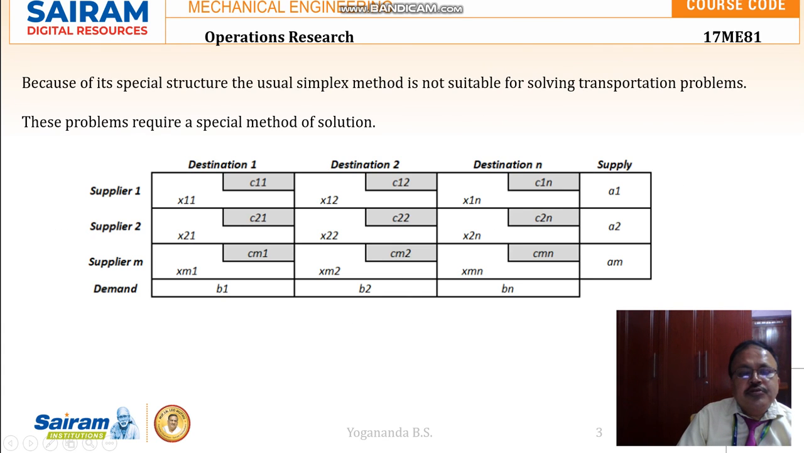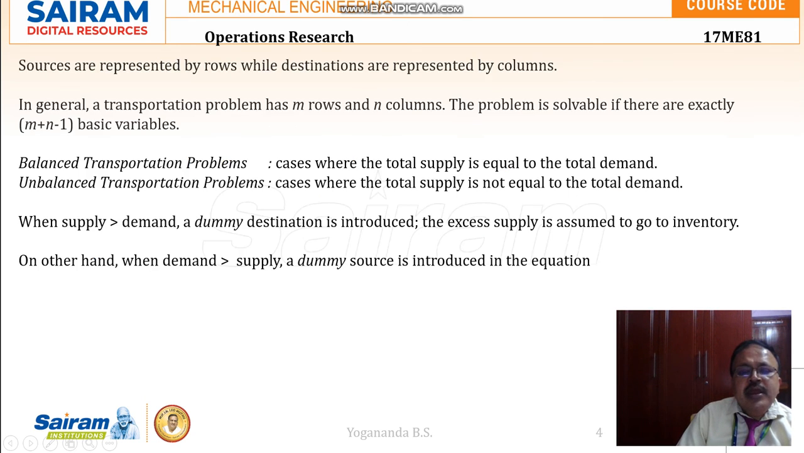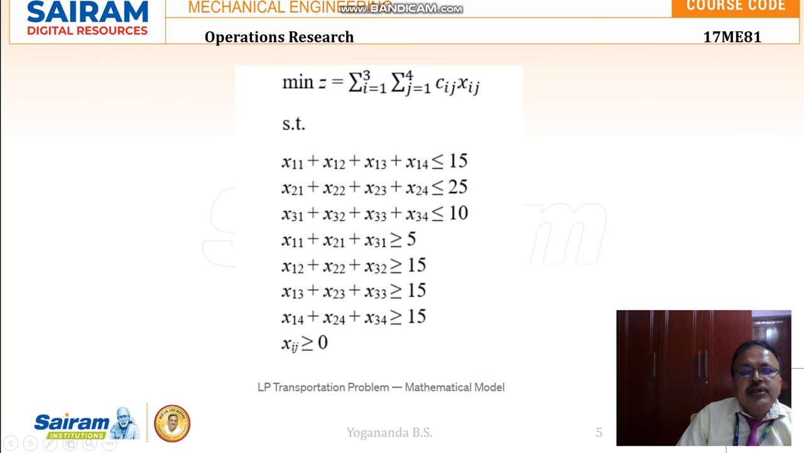As it is shown here, if the assignment is done, that is supplier 1 is shipping to destination 1, the cost incurred is C11 into X11. Like that, from whichever supplier to whichever destination it is supplied, that particular cost keeps adding to get the total cost. This total transportation cost should be minimum. So the objective function is to minimize the total cost of shipment.